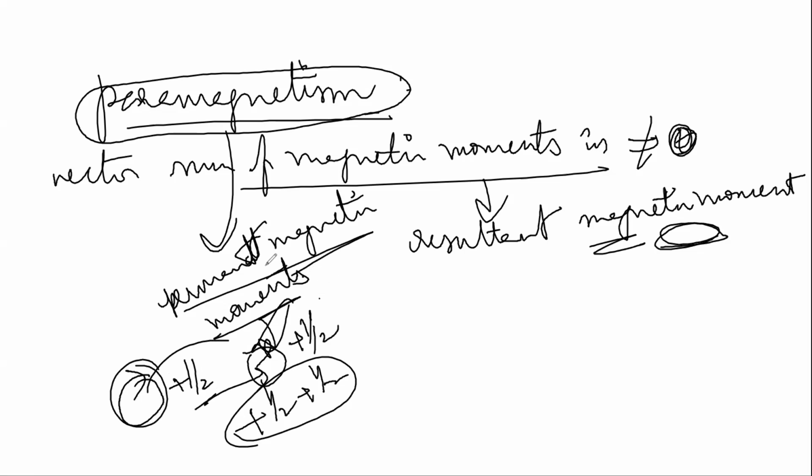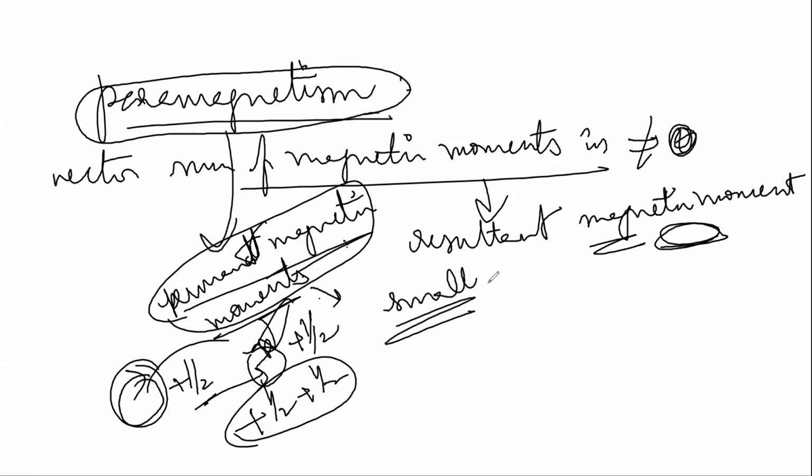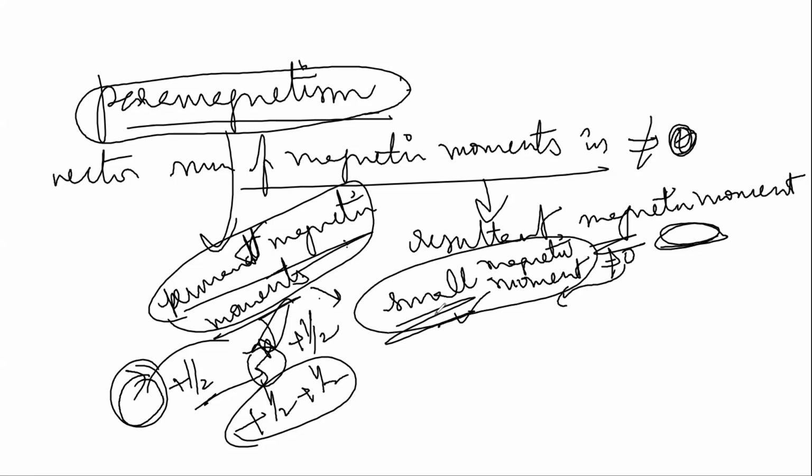So then we can say that there is a permanent magnetic moment for that type of atoms. The magnetic moment exhibited by this type of substances is said to be paramagnetism. Now, this is a small magnetic moment in magnitude. Small magnetic moment means the magnetic moment is not zero, but it is small.